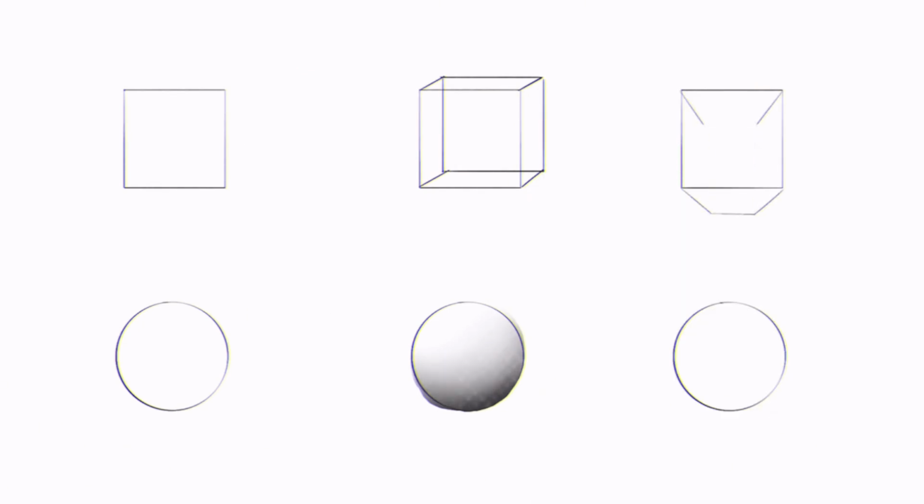Now, for example, a circle is a shape, but when you give it volume, it becomes a sphere. And you give it volume and depth using lighting or playing with your line work, different shadings and colors, and even contour lines that you can use to wrap around a shape to show that it's 3D.